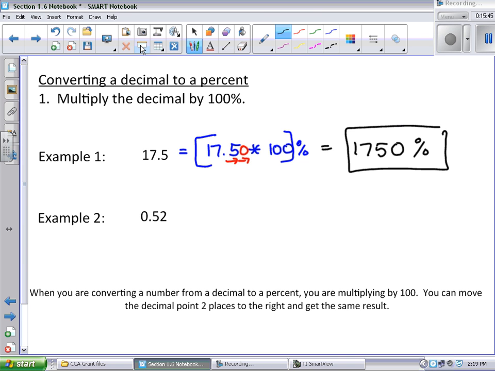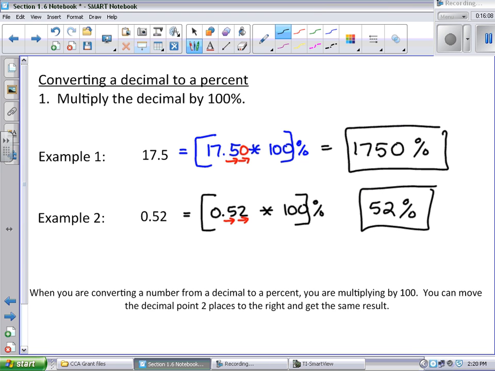Let's look at example number 2, 0.52. Again, this is going to be 0.52 times 100%. I multiply the numbers together, which means I'm moving the decimal right 2 places, and I get 52. Keep the percent sign. There's my answer written as a percent.